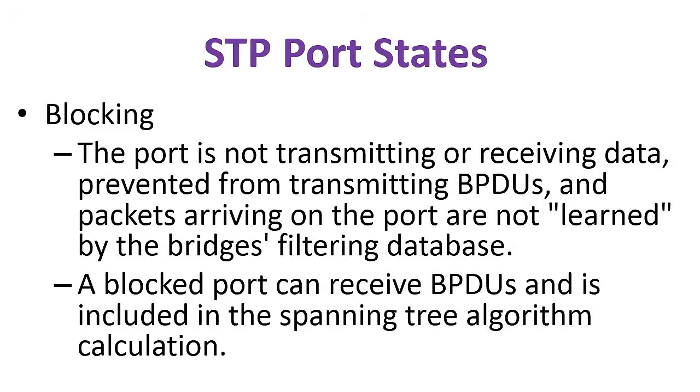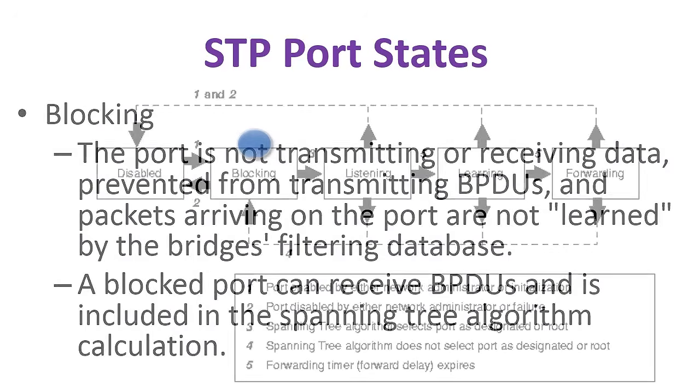When a switch port is in blocking mode, the port is not transmitting or receiving data, and it's prevented from transmitting BPDUs. Packets arriving on the port are not learned by the bridge's filtering database. A blocked port, though, can receive BPDUs and is included in the spanning tree algorithm calculation. So ultimately, it could be used to transfer data, but it's not. It's blocking at this point.